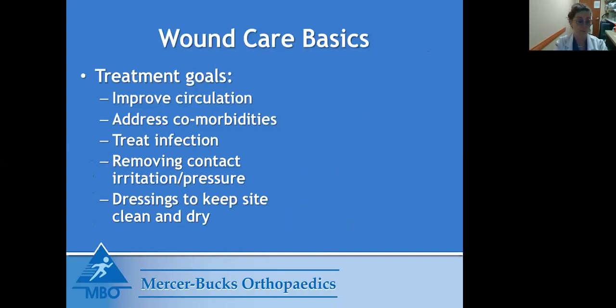So just some wound care basics, which is really an overview of what we'll talk about here. Our treatment goals are improving circulation, addressing any comorbidities a patient may have, treating any infection that's in the area, removing any pressure or irritation to a wound, and then dressings that keep the sites clean and dry. So that's your goal with any wound.